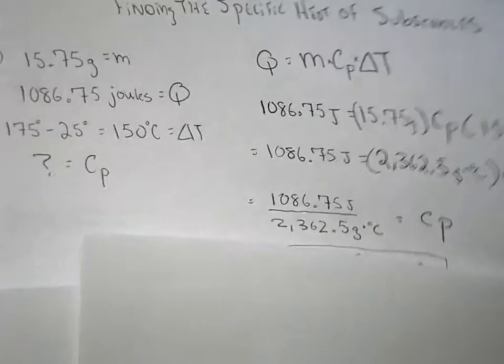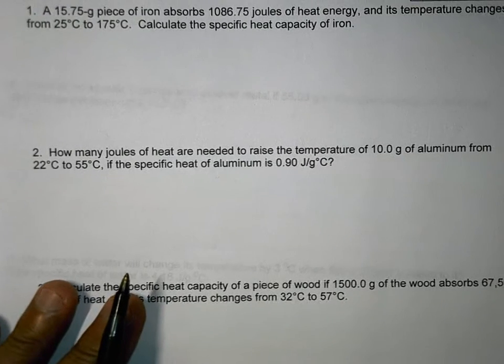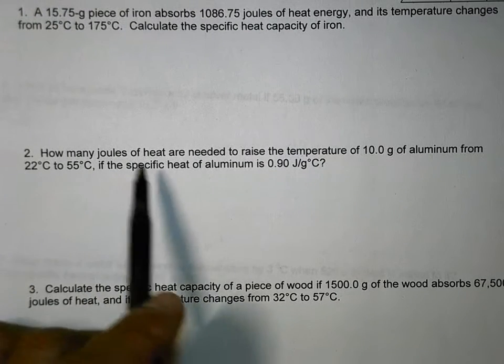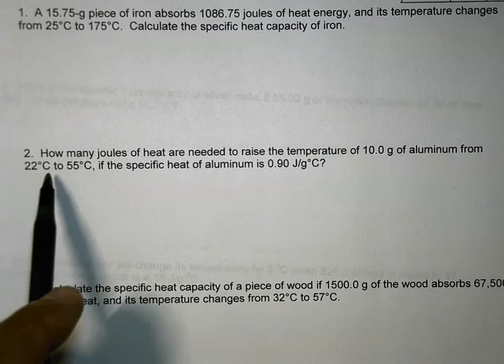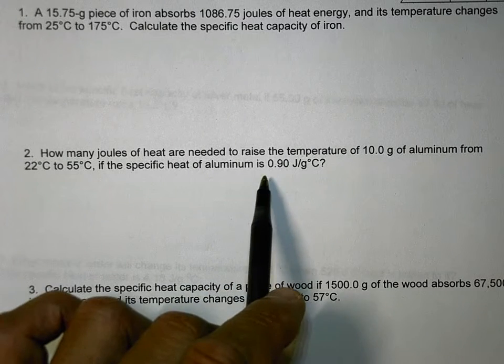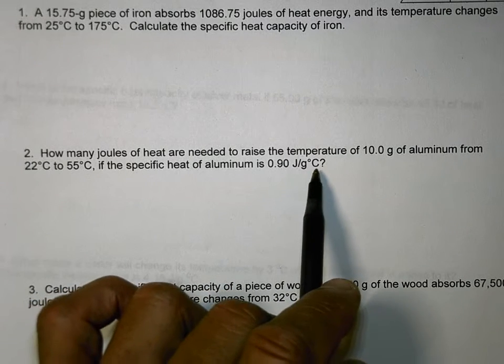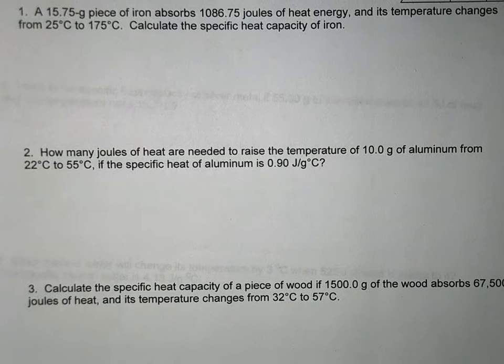Okay, so number 2. Number 2 says, how many joules of heat are needed to raise the temperature of 10 grams of aluminum from 22 degrees Celsius to 55 degrees Celsius if the specific heat of aluminum is 0.90 joules over grams times degrees Celsius? Okay, so right in this area you must copy the following.